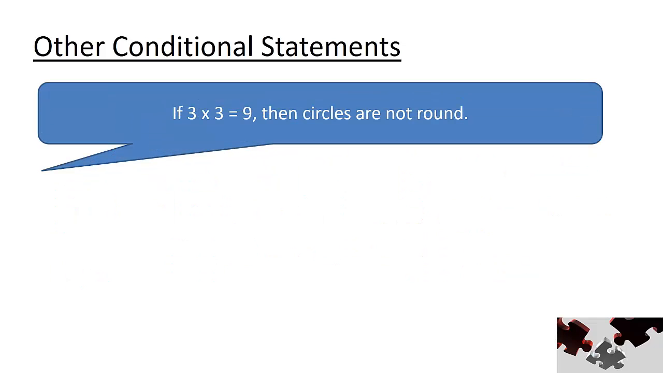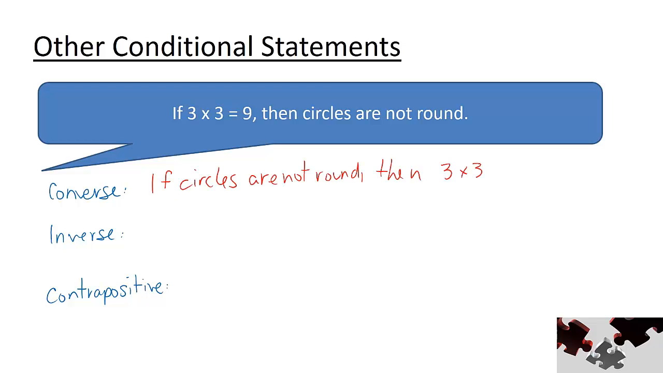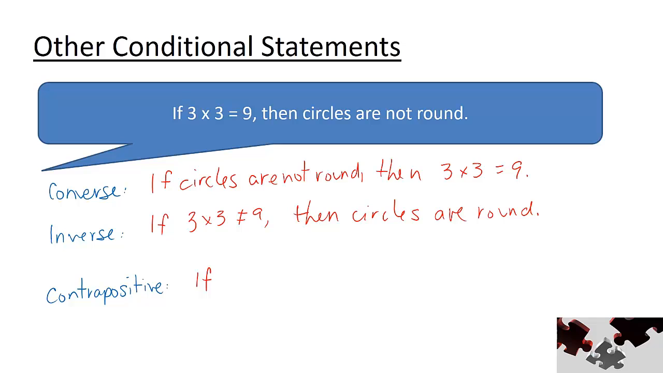Take a look at this statement. If 3 times 3 is equal to 9, then circles are not round. Try pausing the video and see if you can create the 3 other conditional statements for this example. To get the converse statement, we're going to swap the order of A and B. If circles are not round, then 3 times 3 is equal to 9. For the inverse, we're going to negate A and B, but keep them in the same order. If 3 times 3 is not equal to 9, then circles are round. And finally, to get the contrapositive, we need to swap the order and negate. If circles are round, then 3 times 3 is not equal to 9.